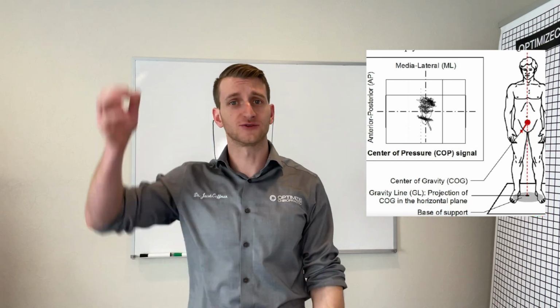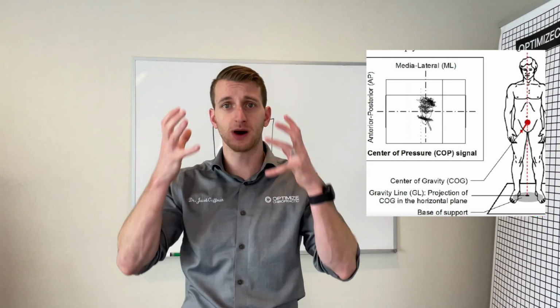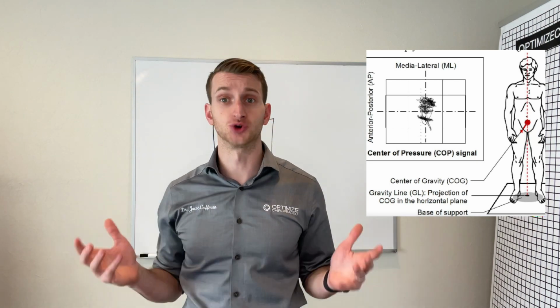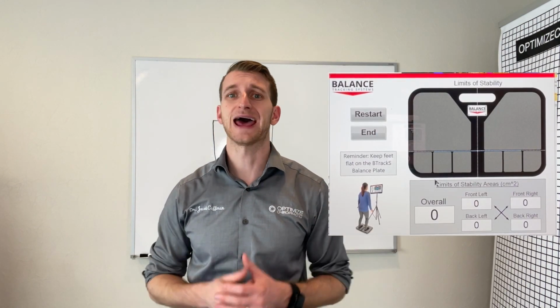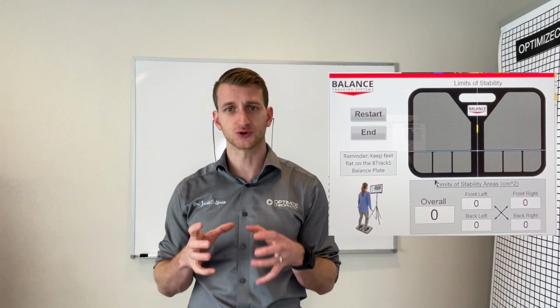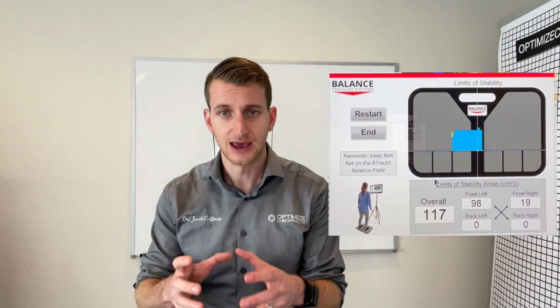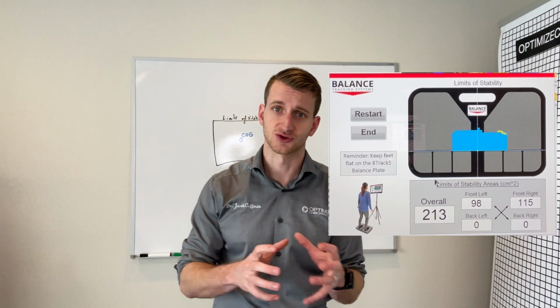As you stand, you have a center of gravity. Essentially, if you dropped a plumb line in the center of your body, it would show where you put the majority of your weight, your center of gravity, your center of pressure. The limits of stability looks at how well you're able to move your center of gravity to the front and the back and to the left and to the right.